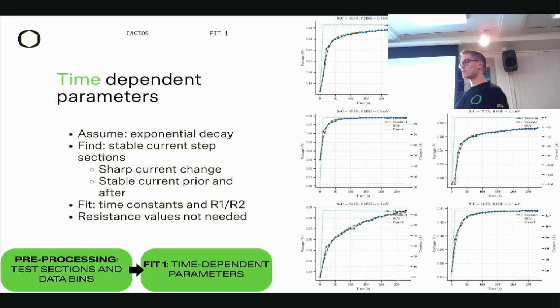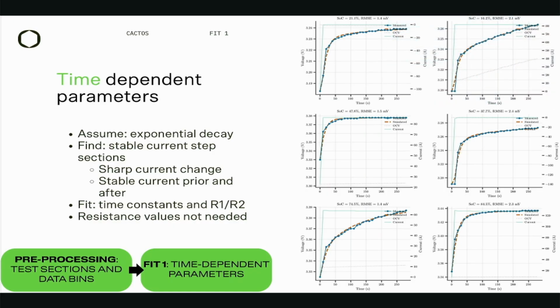Once we have some initial SOC estimates, we can pre-process the data to find specific test sections for parameter extraction. First up, time-dependent parameters. For these, I assume exponential decay of the voltage response, which creates the shapes you see here on the right. The orange line represents the simulated voltage across that section, and the blue line is the measured voltage.